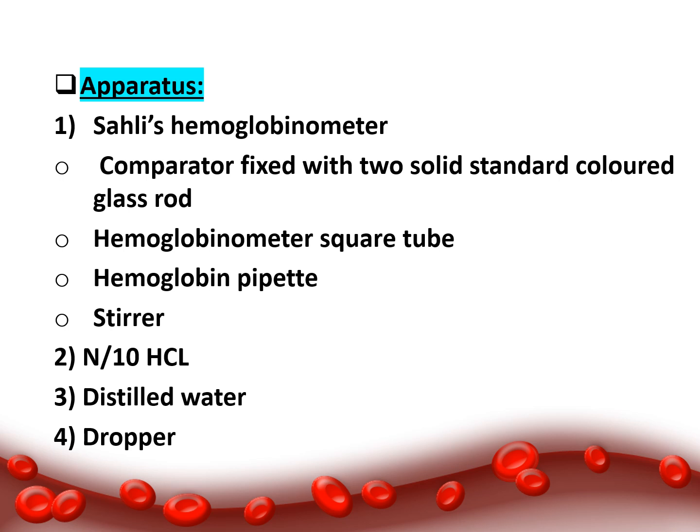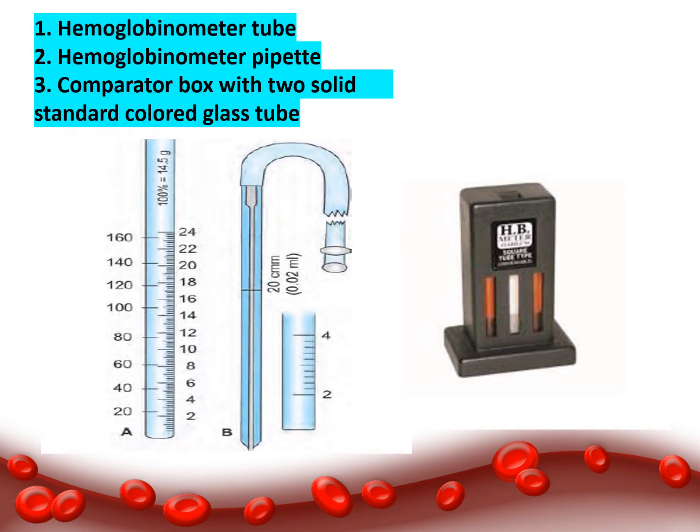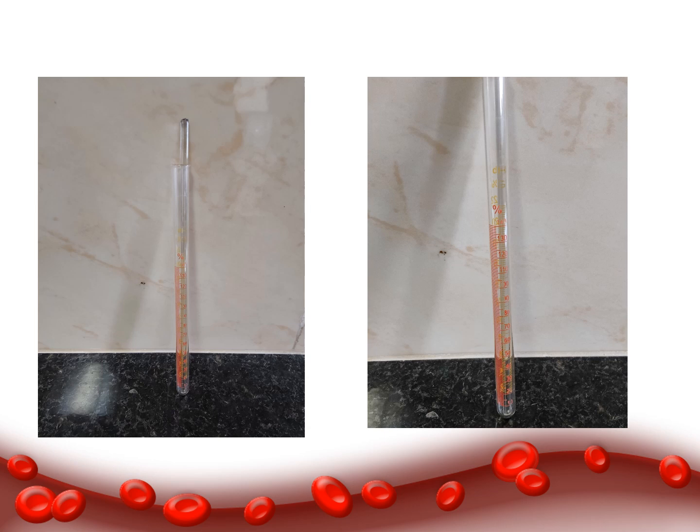What are the apparatus needed to do this practical? First, Sahli's hemoglobinometer, which comprises a comparator fixed with two solid standard colored glass rods. Second, hemoglobinometer square tube, then hemoglobin pipette and stirrer, okay? And second, N/10 HCl. Third, distilled water, and fourth is the dropper. Here are the images. First one is the hemoglobinometer tube, which is on the left side. Then the middle one is a hemoglobinometer pipette. And on the right side is a comparator box with two solid standard colored glass tubes. These are images taken from our practical lab. This is a hemoglobinometer tube with stirrer. Can you see that?